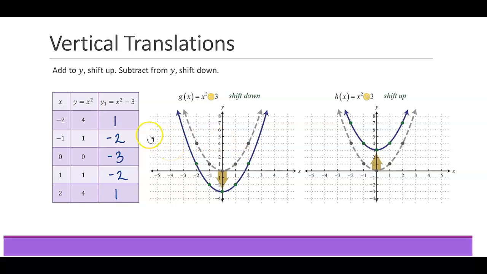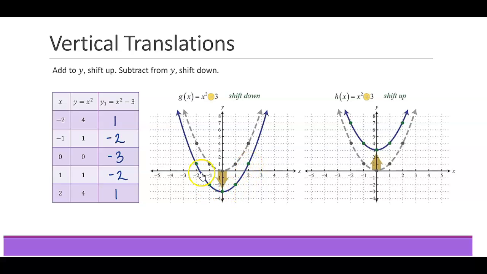So now we can go ahead and compare our numerical understanding with the graphical understanding. Well, y equals x squared, that's a parent function, so we have the parent function drawn here, passing through the points -2, 4, and -1, 1, 0, 0, 1, 1, and 2, 4. And then the second function, y1 equals x squared minus 3, well, we have a few points, -2, 1, and then -1, -2, and then 0, -3, 1, -2, and 2, 1.